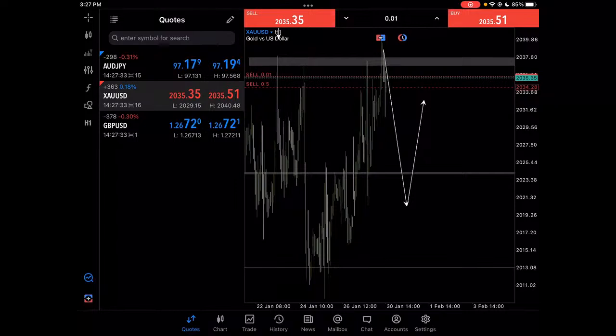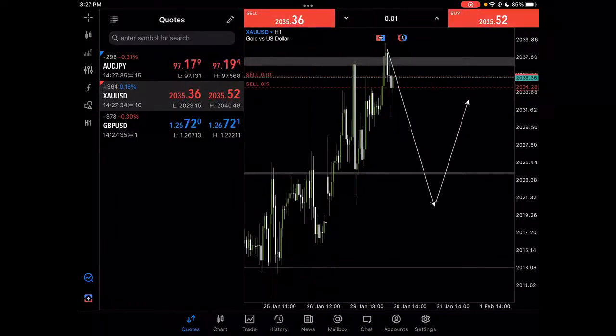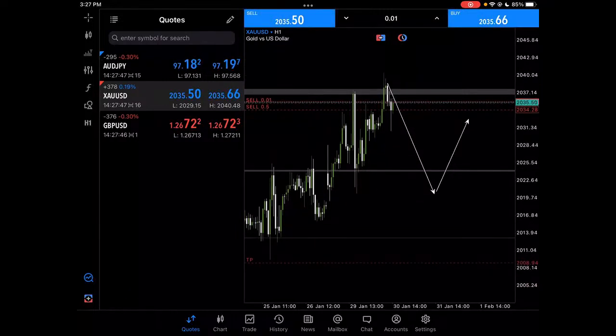So for gold's case, this is what I love. Entering from the extreme top, then we go down together. Okay, so do not invest too much. Do not risk too much, and endeavor to use a stop loss. Don't forget to use a stop loss.